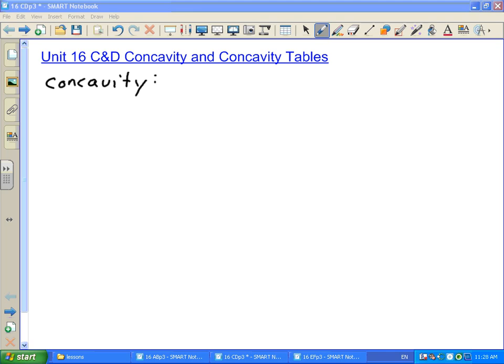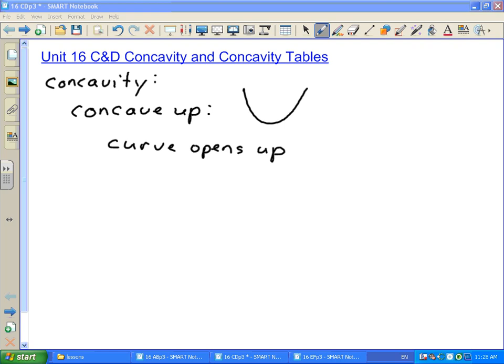concavity, we only have to look at two possible cases. Your curve can be concave up, okay, or it can be concave down. A curve that is concave up looks like this, okay? It's like that parabola you saw in grade 10 that opens up. Let's just say curve opens up, okay? And in this course, you can also have things that look kind of like this, or look kind of like this, okay? Those could be exponential functions that you've seen before, okay?